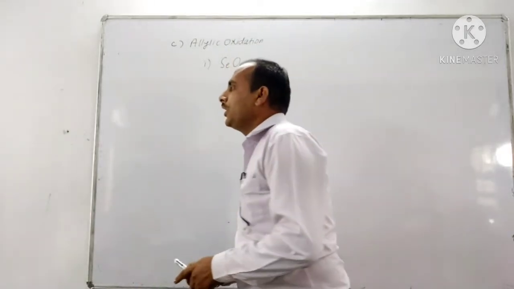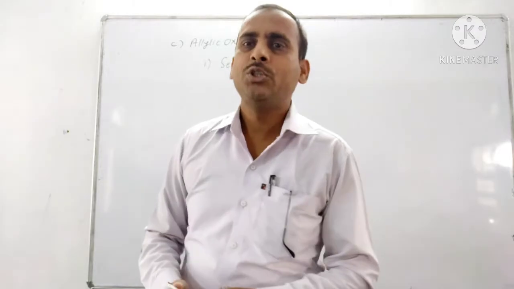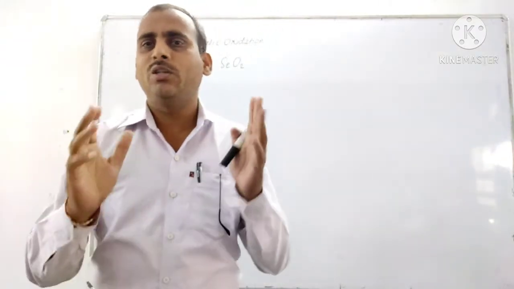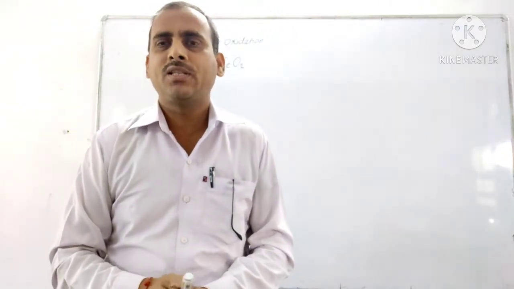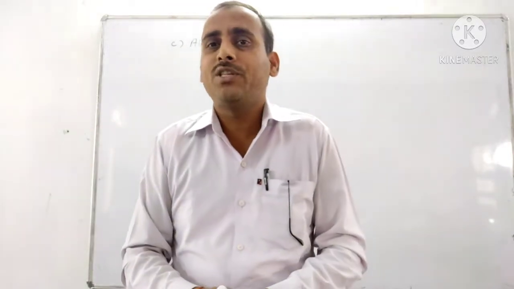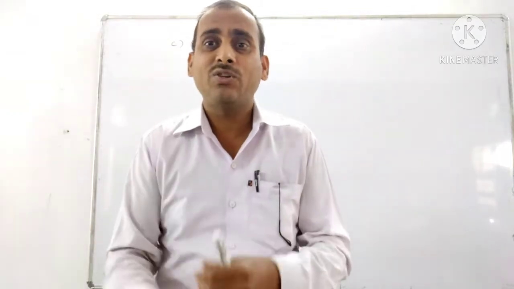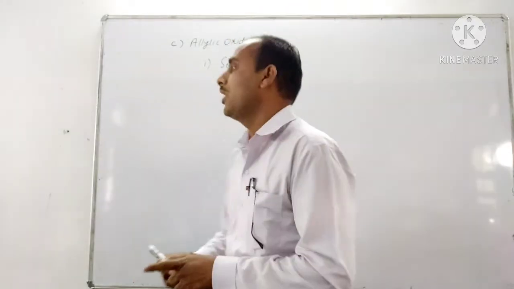Now here the allylic carbon gets oxidized to alcohol or to the carbonyl compounds, and if there is a carbonyl and having alpha hydrogen present, then this alpha position is also oxidized to carbonyl compounds. So let's see the examples.